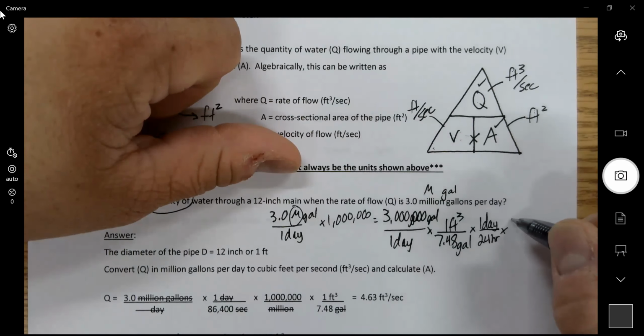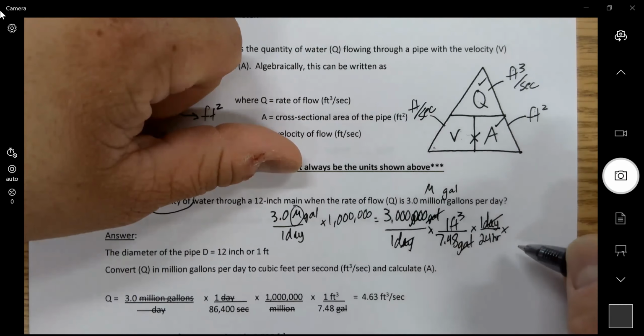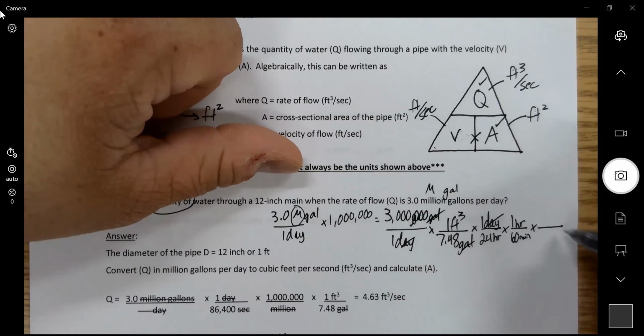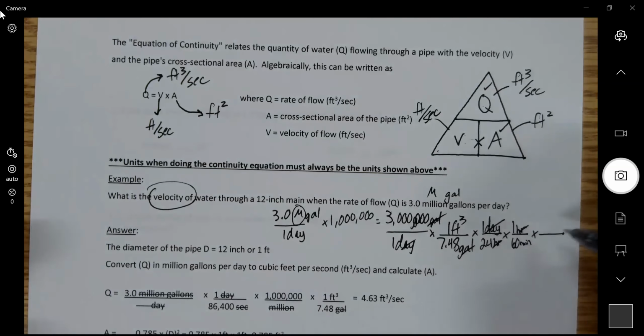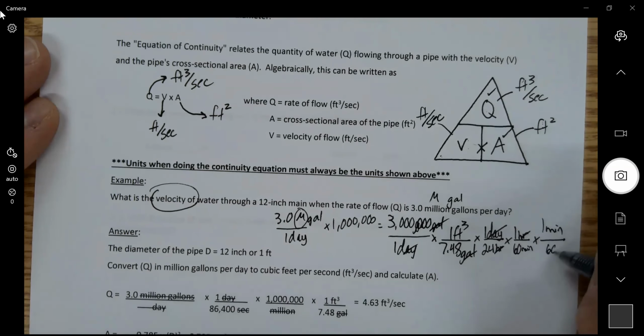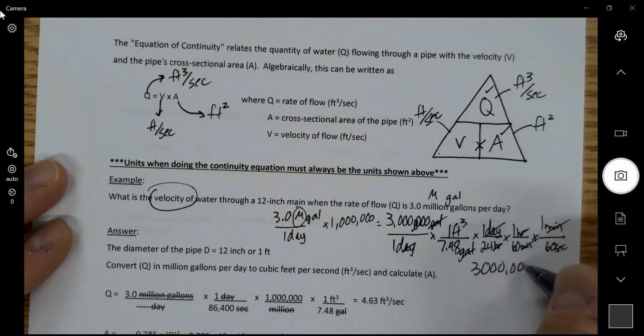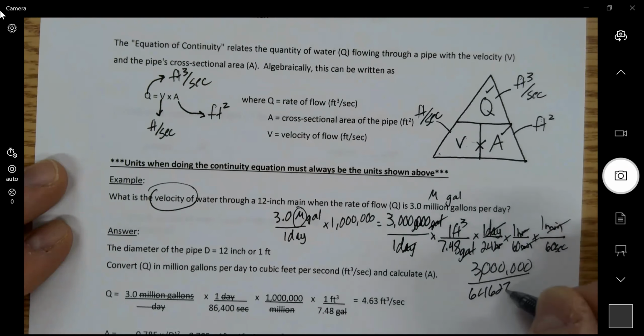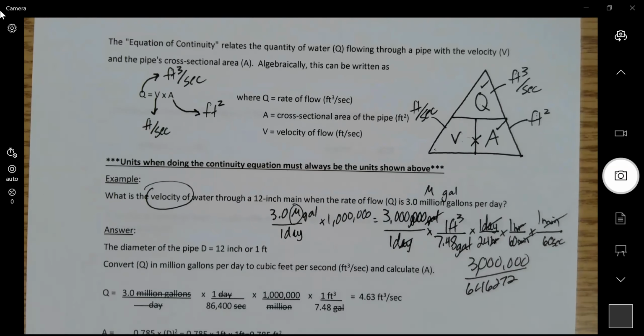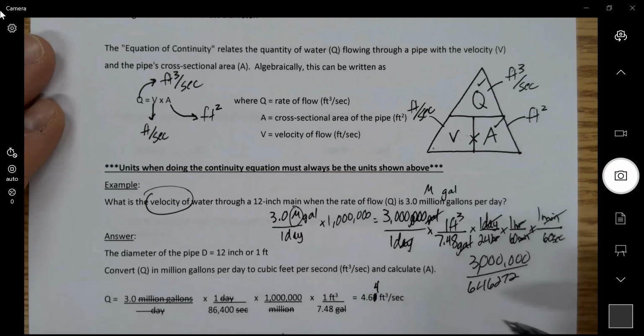Well, I got to get hours to cancel. So hours are on bottom. Days cancel, gallons cancel. If hours are on bottom, they got to go up top. Well, what does 1 hour equal? 60 minutes. Well, minutes are on the bottom. So where do they have to go to cancel? Minutes, 60 seconds. So now I'm going to go through and multiply by 646,272. This is actually wrong. That's what I thought. This is 4.64. So my Q is 4.64.